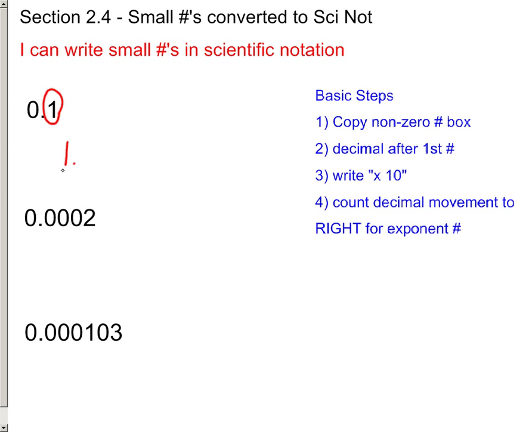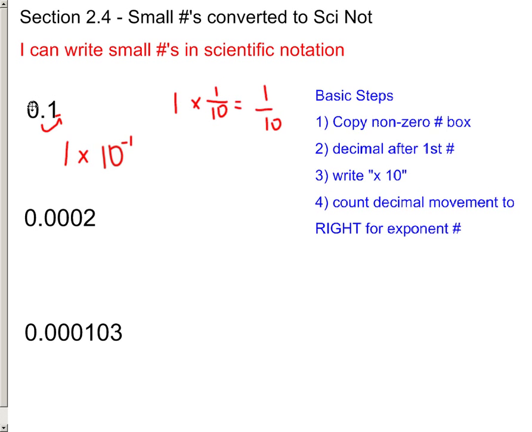Normally, you would put your decimal after your first non-zero number. However, if there's only one number that you're writing down, don't worry about that decimal. Then you would write times 10. And then you ask yourself, how many places did I have to move that decimal to get it in scientific notation? I moved it once, so we'll write it as a -1.